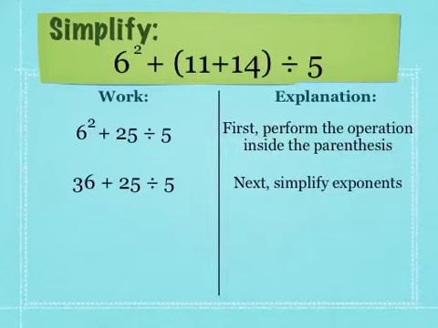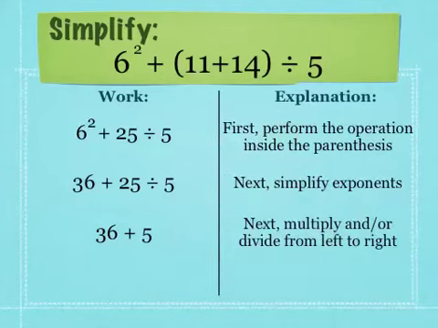So I've done my parentheses, I've done my exponents. Now I'm going to look for multiplication and division as I work from left to right. So the first operation that I see is 36 plus 25. That's not multiplication or division, so I'm going to leave it alone for right now. The next operation would be 25 divided by 5. That is multiplication or division, so I am going to go ahead and do 25 divided by 5 is 5. Bring down your 36 plus, and the explanation would be next multiply and or divide from left to right.